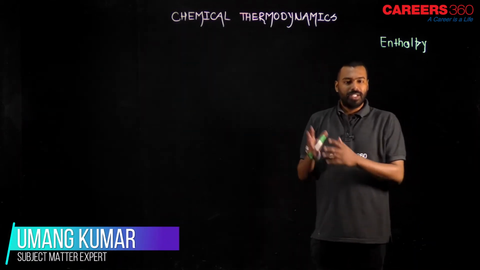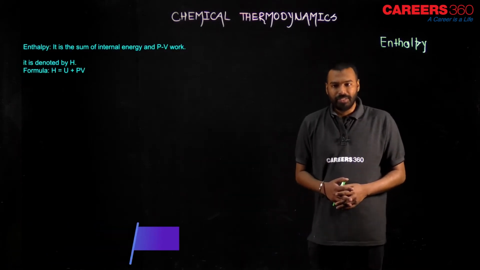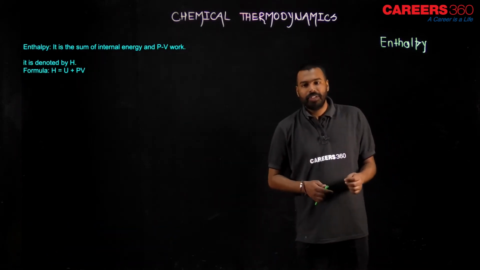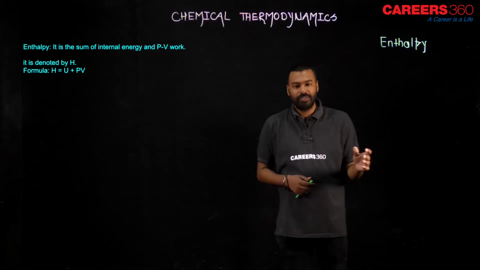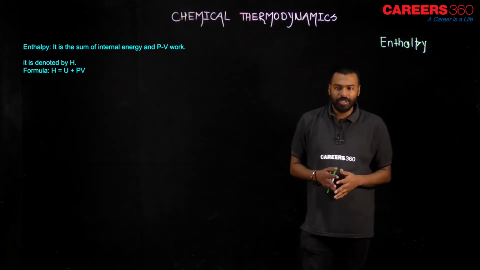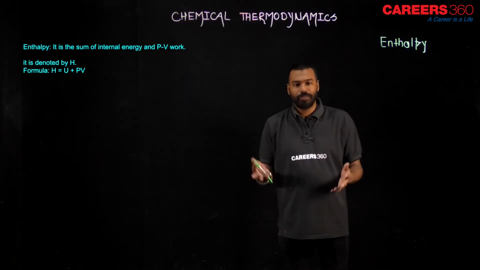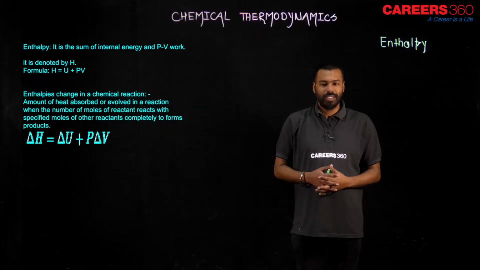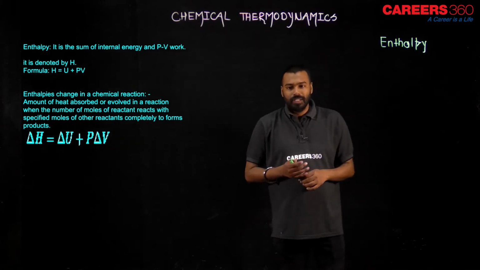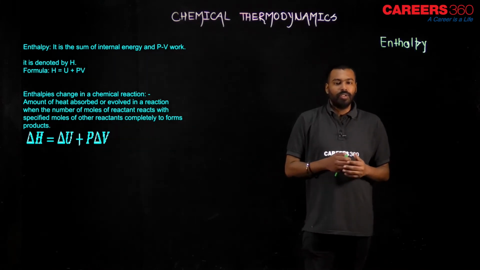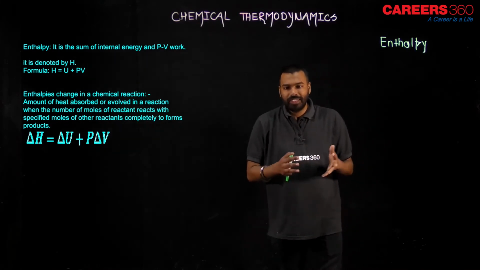So, the definition of enthalpy is, it is the sum of internal energy and P minus V work. It is denoted by H and the formula is U plus PV. The next point about enthalpy is, it changes in chemical equation and that is why I should define enthalpy change.